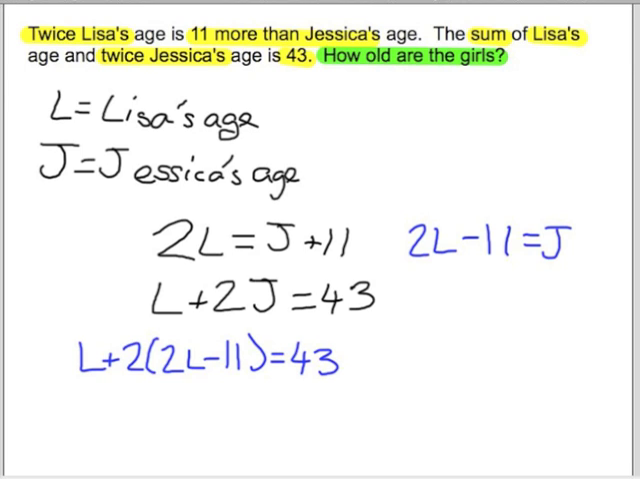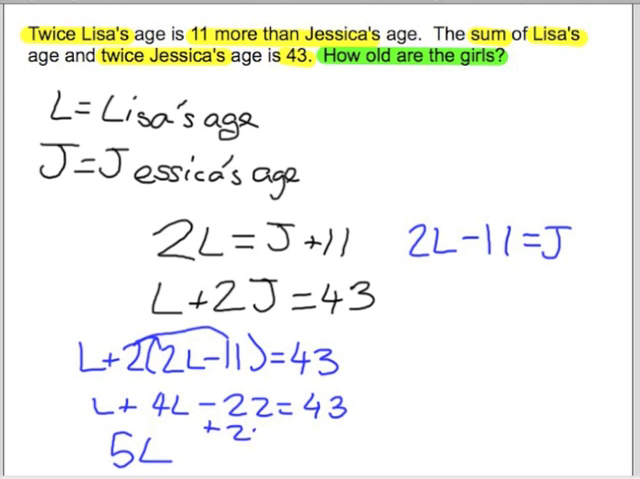From here, we can distribute our 2 amongst our two terms. L plus 4l minus 22 equals 43. Now combining like terms, 4l plus l gives me 5l. Add 22 to both sides. Again, we get 65. This looks familiar from the last problem. Once we solve this out, L equals 13. So we know Lisa's age is 13.